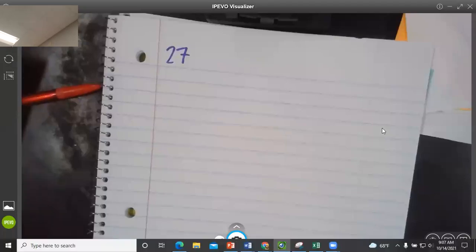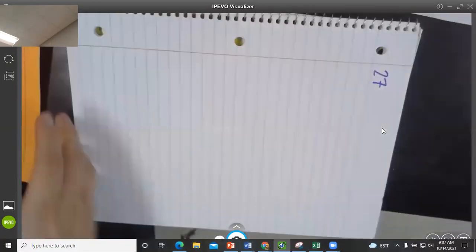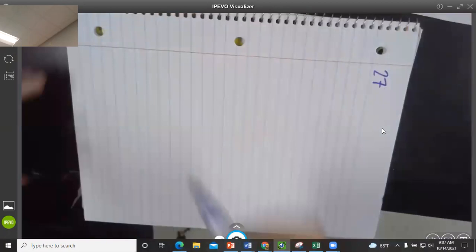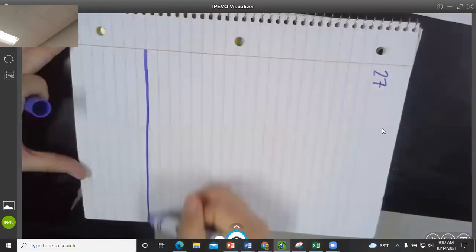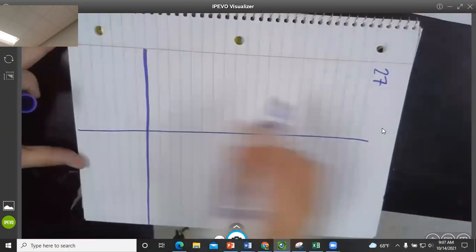All right, so we're going to turn this landscape. We're on 27. We're going to turn this landscape and we're going to draw 4 boxes. So we'll have 2 columns here and 2 rows.